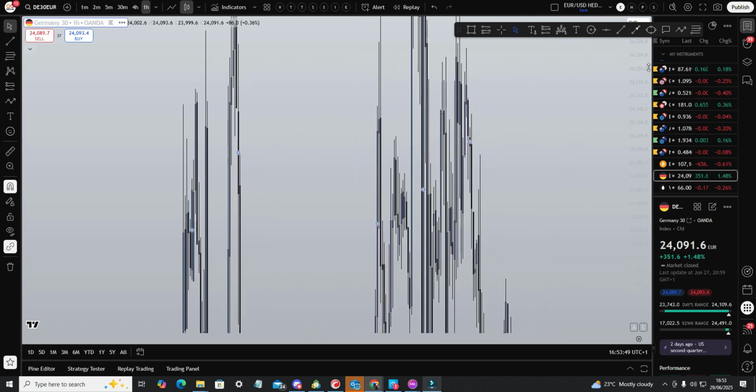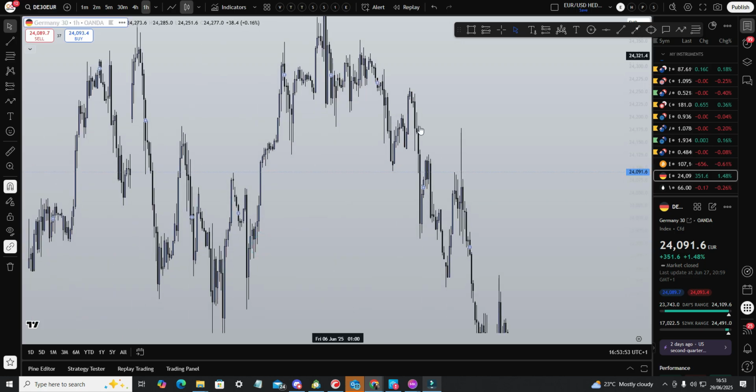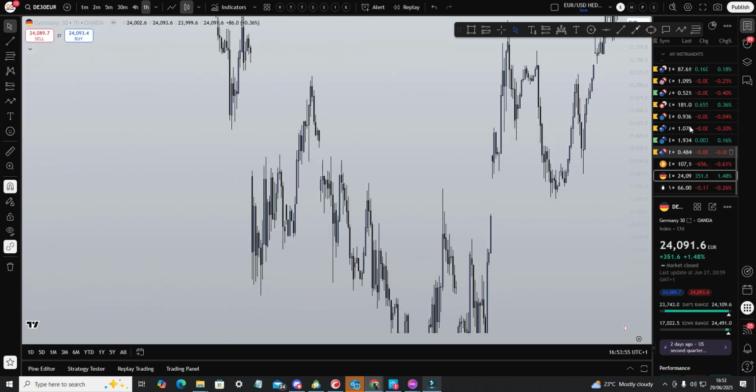Okay, so this is now DAX 30, German 30, whatever you want to call it. You've got a head and shoulder here, not a clean one.